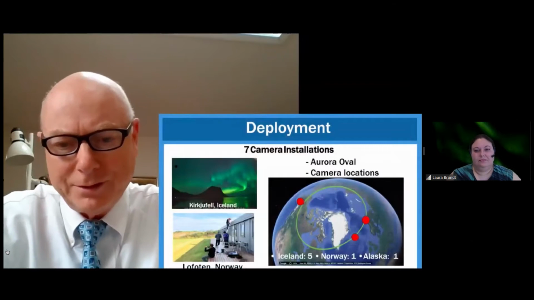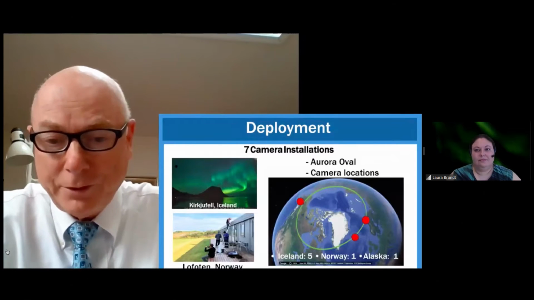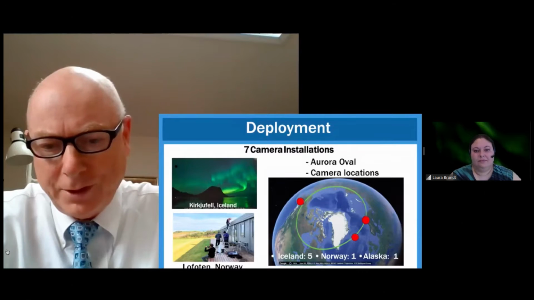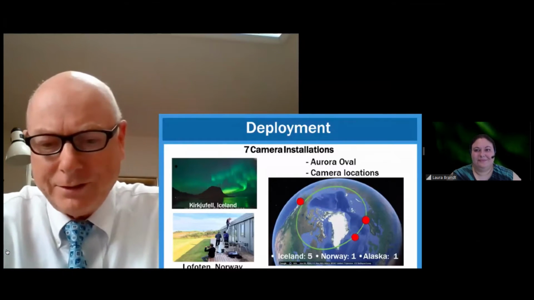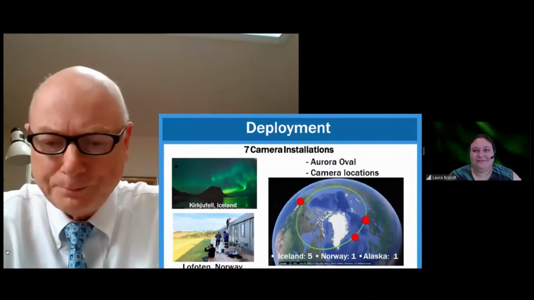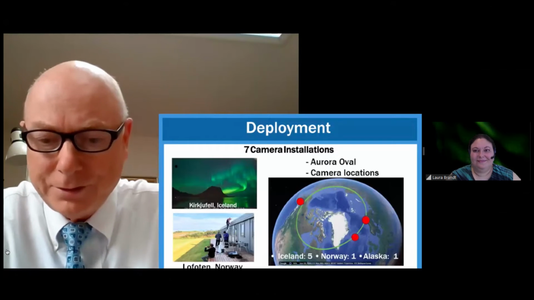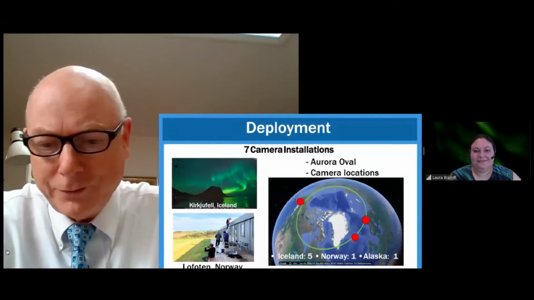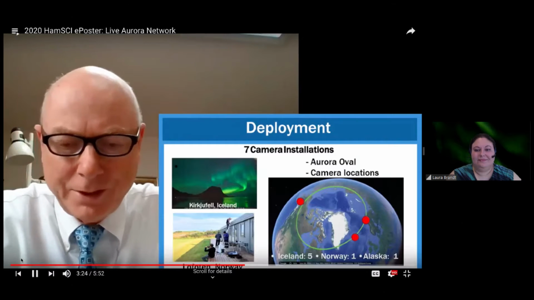Our next block is down in the bottom center, deployment. So we've deployed 7 cameras. We have 1 camera in Norway, 5 in Iceland, and 1 in Alaska. And we'd like to and plan to install more cameras to have more coverage around that oval. Probably Greenland and Northern Canada could be next on the list.